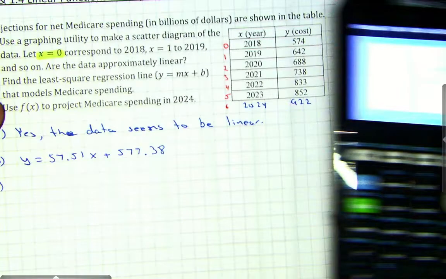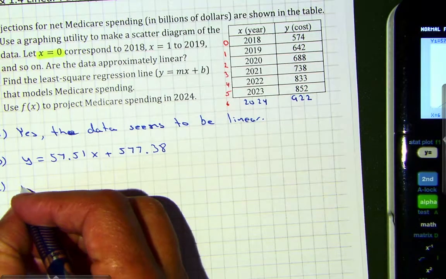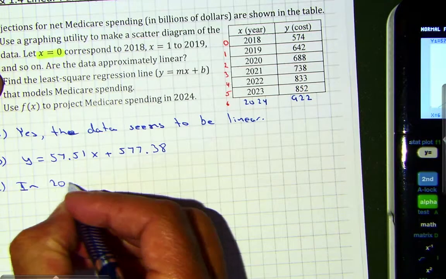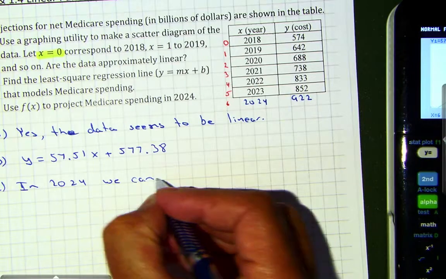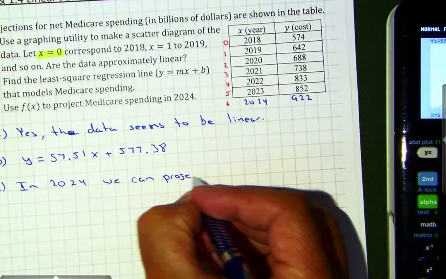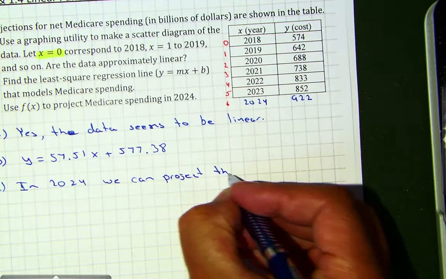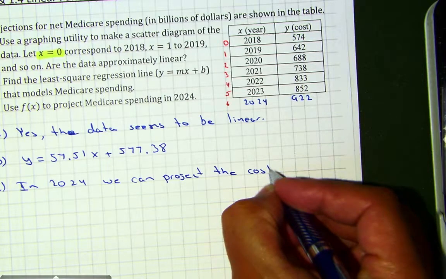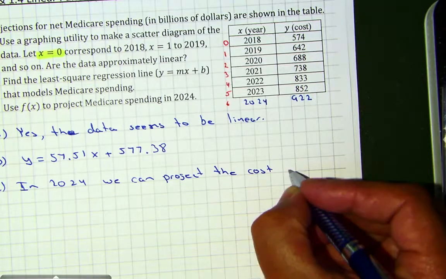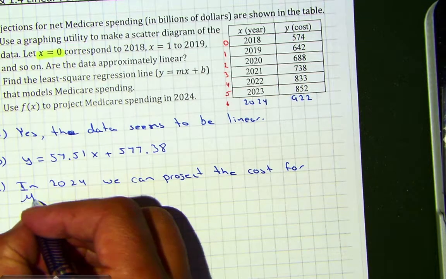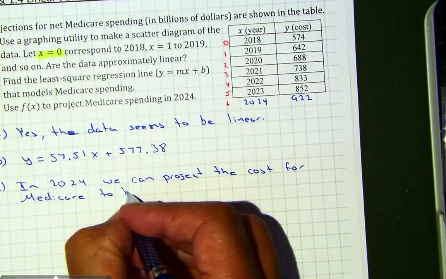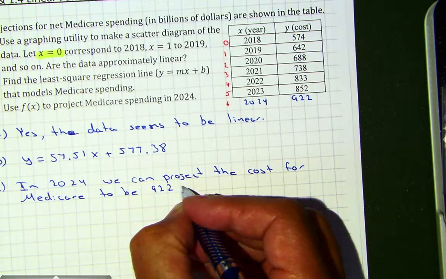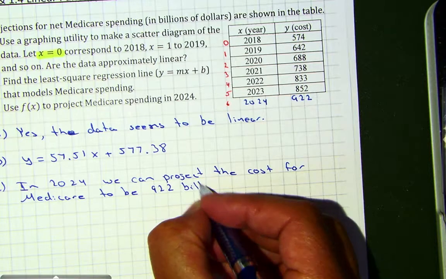So in 2024, we can project the cost for Medicare to be 922 billion, and that's in dollars.